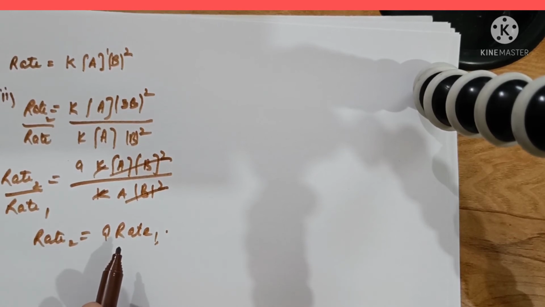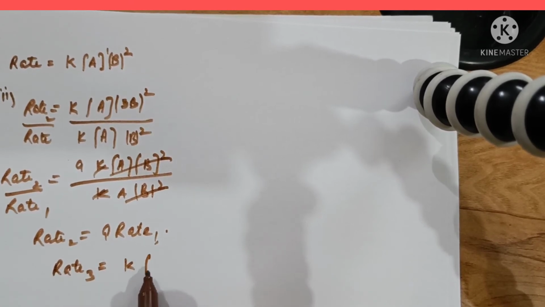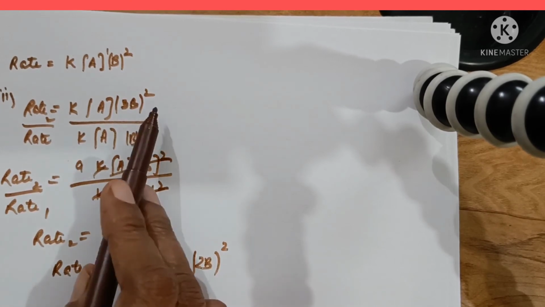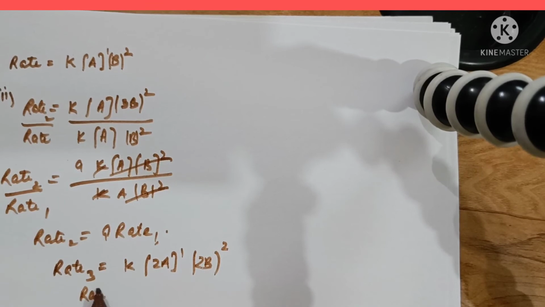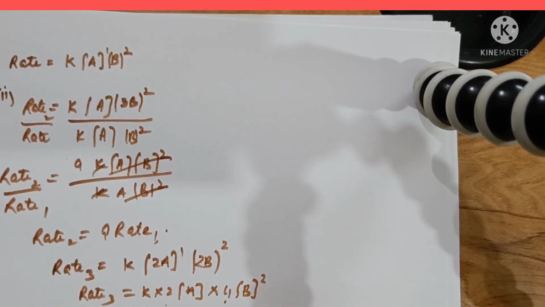Third: how is the rate affected when the concentration of both A and B are doubled? The new rate, let it be rate 3, will be K into concentration of A doubled, so it is (2A) raised to power 1, and B is doubled, so it is (2B) raised to power 2 because it's second order. On solving this, we get rate 3 is equal to K into 2 into A into 4 into B squared. So 2 into 4 is 8. So rate 3 is equal to 8 times K into A into B squared. Now this is rate 1. So the new rate becomes 8 times the initial rate. Answer is 8 times. The rate becomes 8 times.